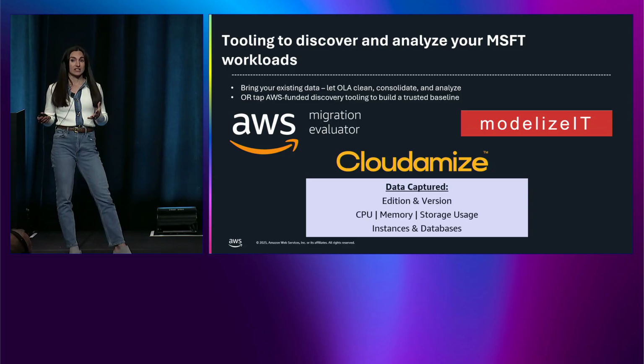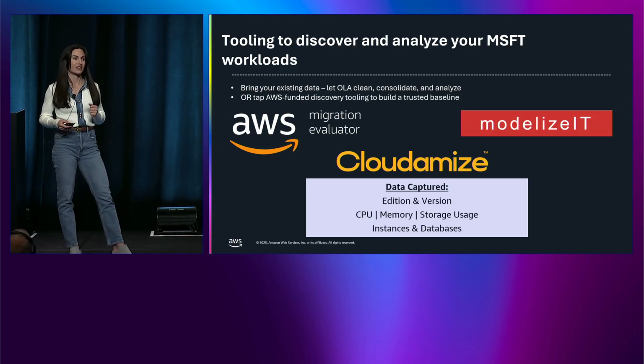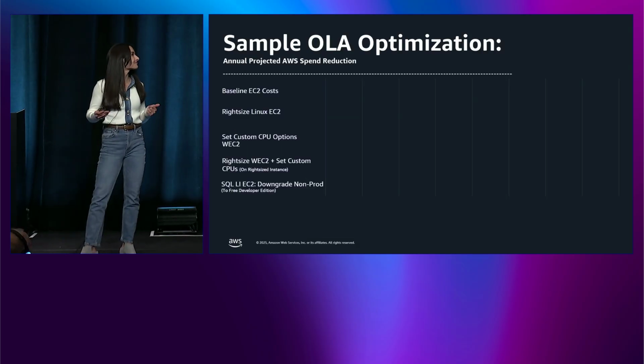In terms of the information that we get from Microsoft workloads, you're going to get the editions and the versions of your Windows and SQL Server deployments. We'll get information on how those are utilized, so the CPU, memory, storage utilization, and then the instances and databases that are running. And the purpose of this is just to inform the Windows and SQL Server optimization analysis that we'll walk you through on a following slide.